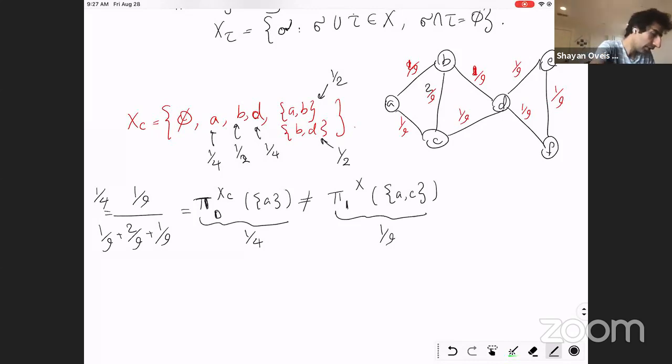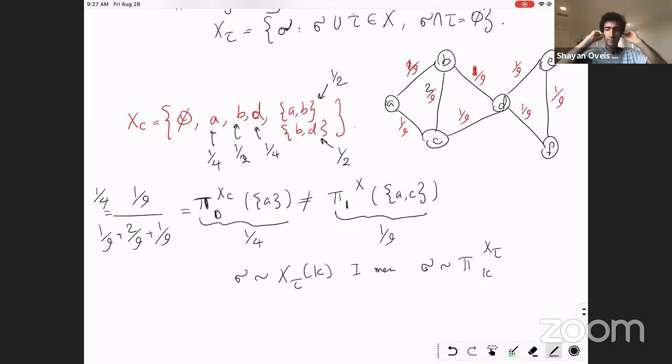Okay, so I'm going to use this notation now. When I write, for example, sigma sampled from x of tau of k, I mean sigma sampled from pi x tau of k. Okay, any question?